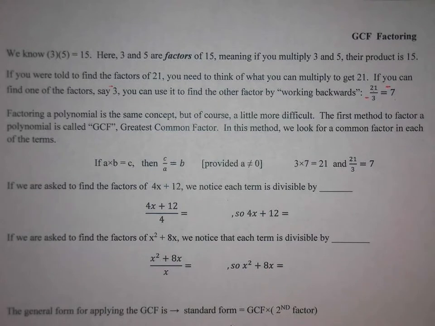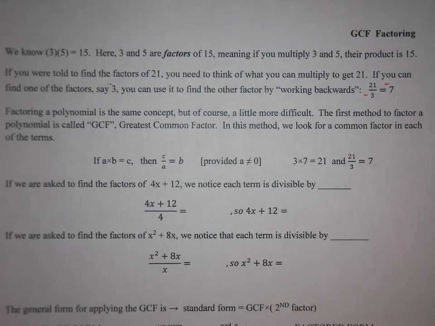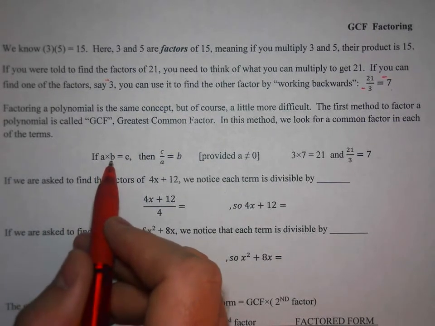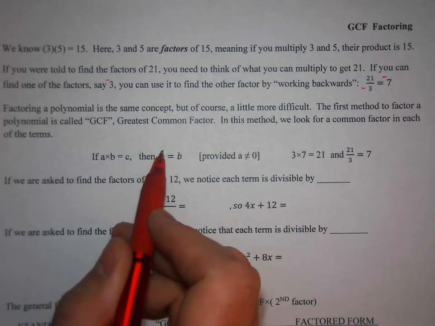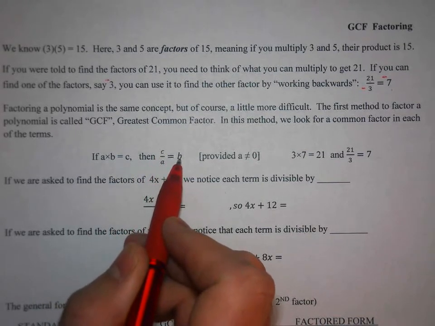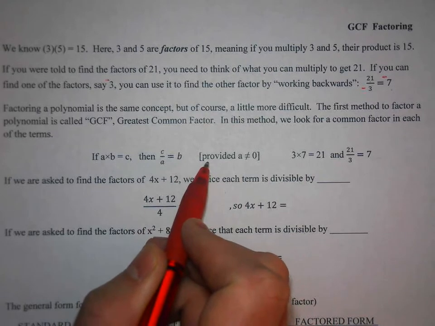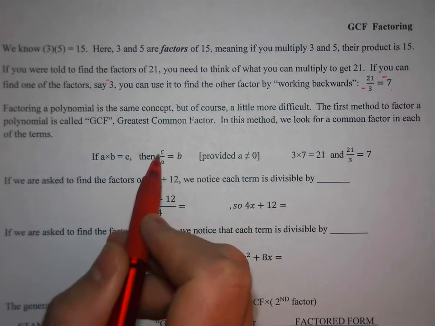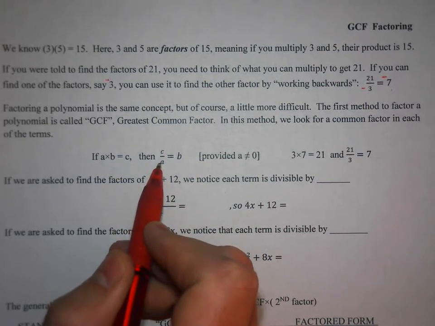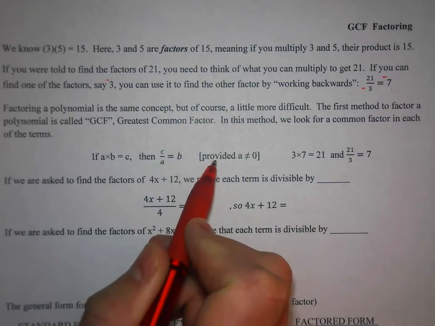So factoring a polynomial is the same concept, but of course a little more difficult. The first method to factor a polynomial is called GCF, greatest common factor. In this method, we look for a common factor in each of the terms. And using the fact that if we know that A times B equals C, then if you divide C by A, you end up with that second factor of B. Now there is one provision that A does not equal 0, because if A equals 0, C divided by 0 is undefined, and that will be a problem for us. So A cannot be 0.